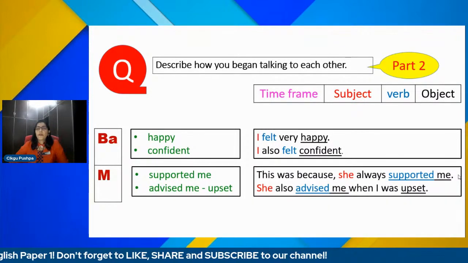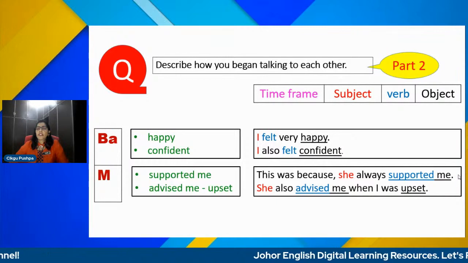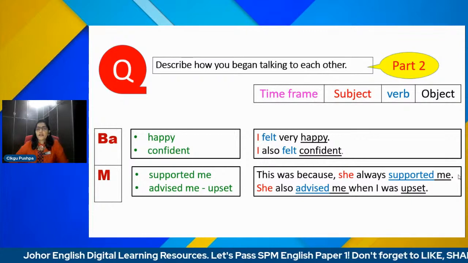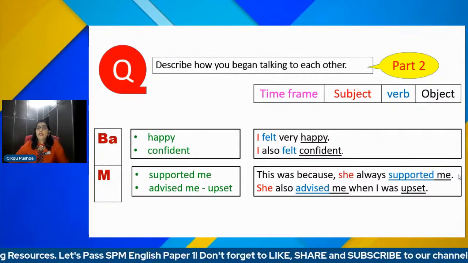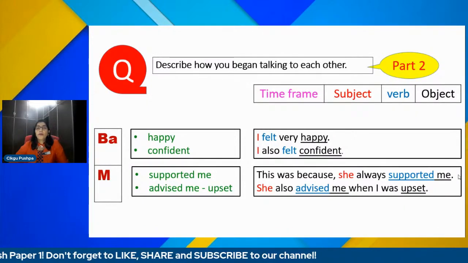Let's move on to this part. This was because she always supported me. Because when you write, I felt very happy, I also felt confident, you ask yourself, mengapa? You see, ba followed by M, mengapa? So indirectly, you are trying to say that this was because she always supported me. She also advised me when I was upset. Superbly written, simple but fantastic.